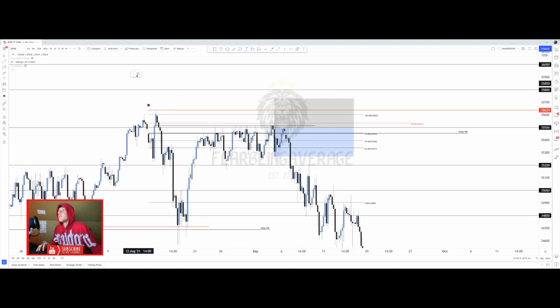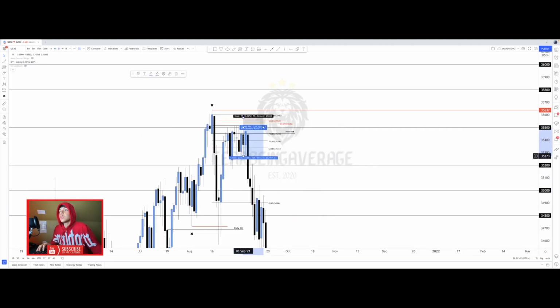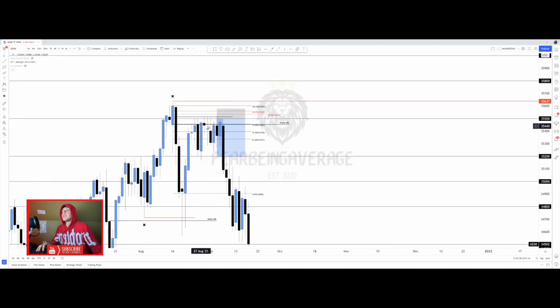Let's look for the 50% of the 4-hour order block, which is right here. Kept your stop right above the 50% of the order block, which is a 77 pip stop loss. Now look at the potential from that area trading down to 35,200. This is a 1 to 3 trade already. So you would have made that the first day.